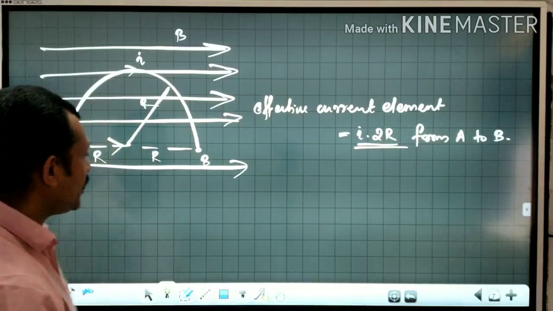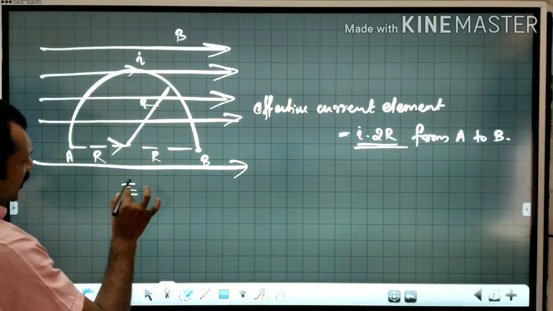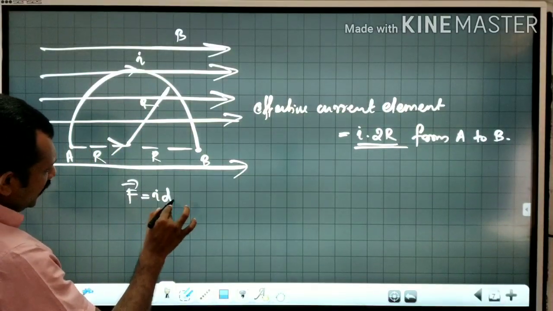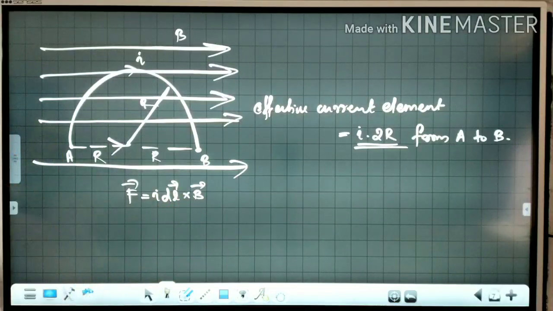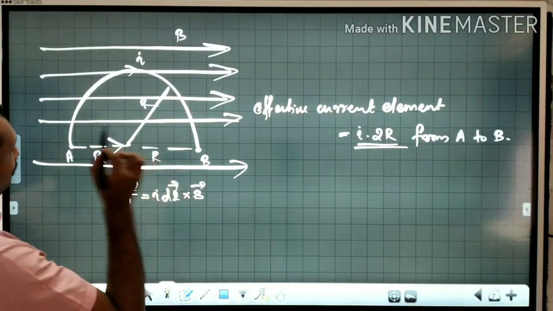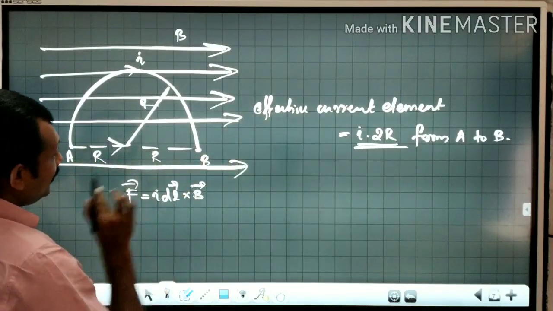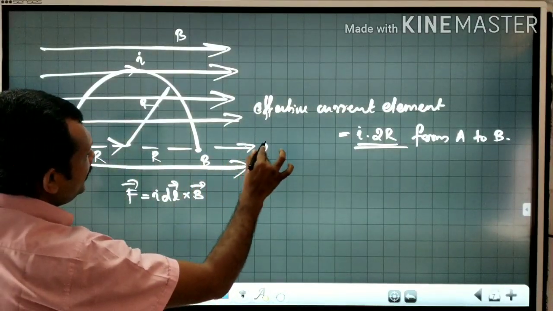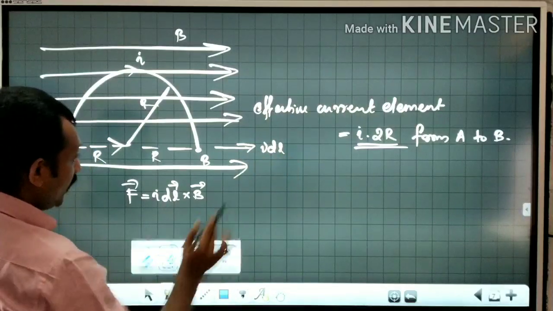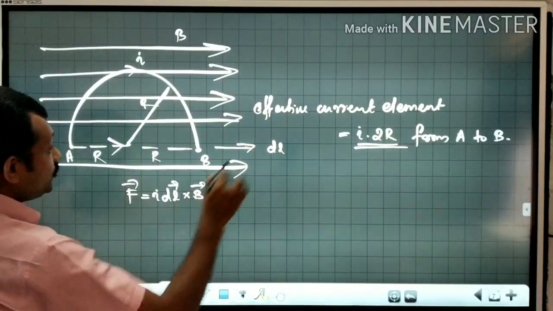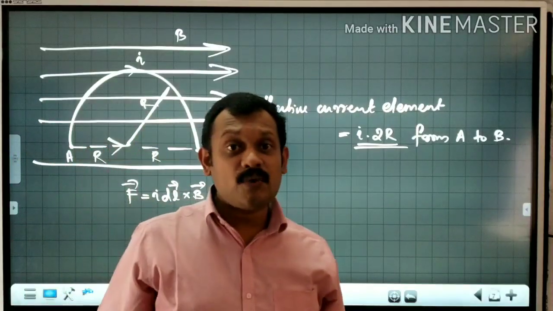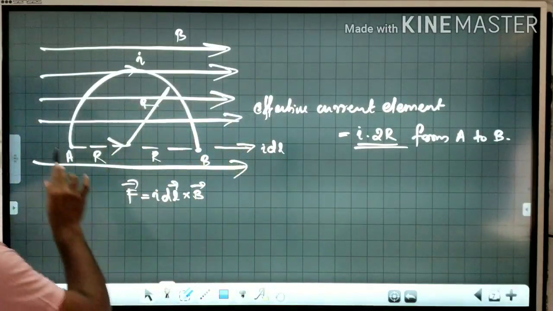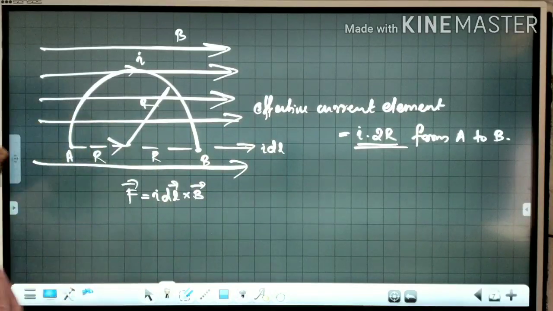What is the formula for magnetic force? F is equal to I dl cross B. Now, what is the direction of I dl, that is the current element? As I told you, the direction of I dl is from A to B.